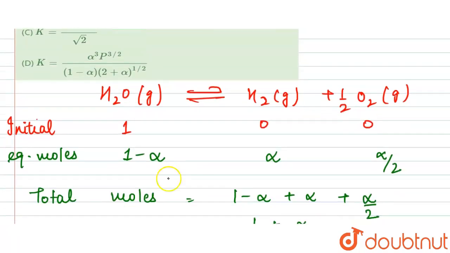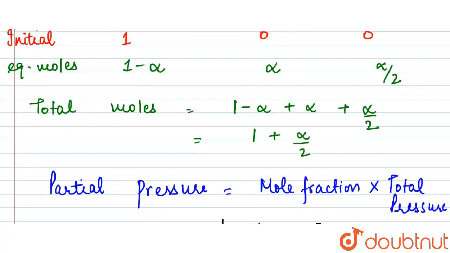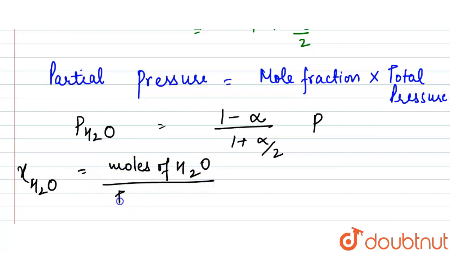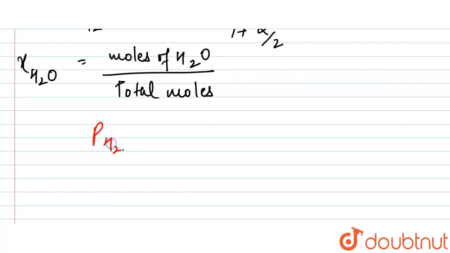1 minus alpha are our moles for water, and 1 plus alpha by 2 are our total moles, because the mole fraction of water is equal to moles of water upon total moles that we have written here. So after this step, the partial pressure of H2O is equal to 2 into 1 minus alpha upon 2 plus alpha, into P.